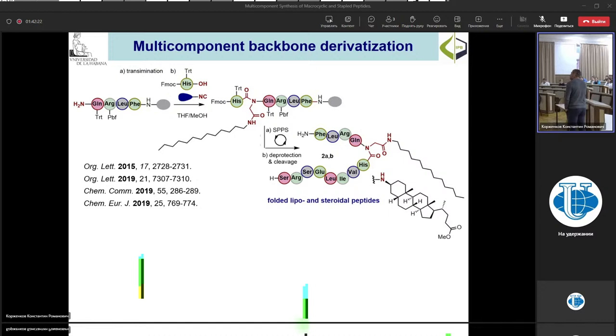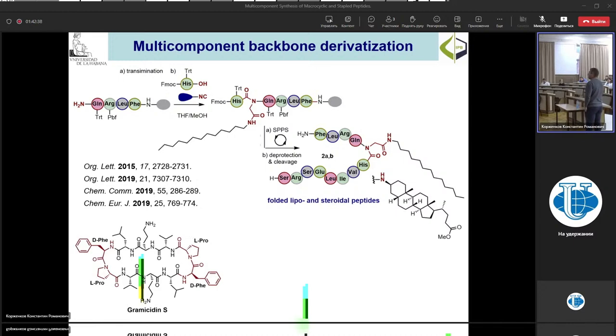So we can replace a secondary amide here by a tertiary amide, introducing, for example, a lipid or a fluorescent label, as I told you, whatever we want, because we can produce isocyanides. We try not to use the small ones because they have very bad odors, as you know. For example, this is an antibacterial peptide that was discovered here in Russia in the 40s, I think, and the name is gramicidin S.